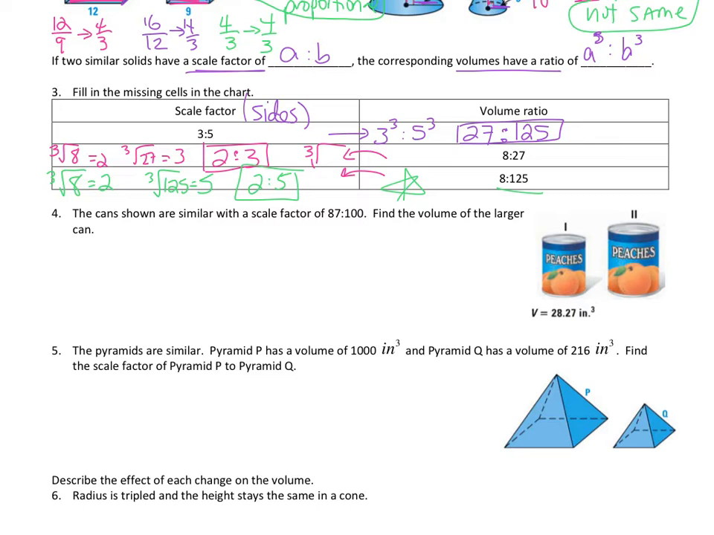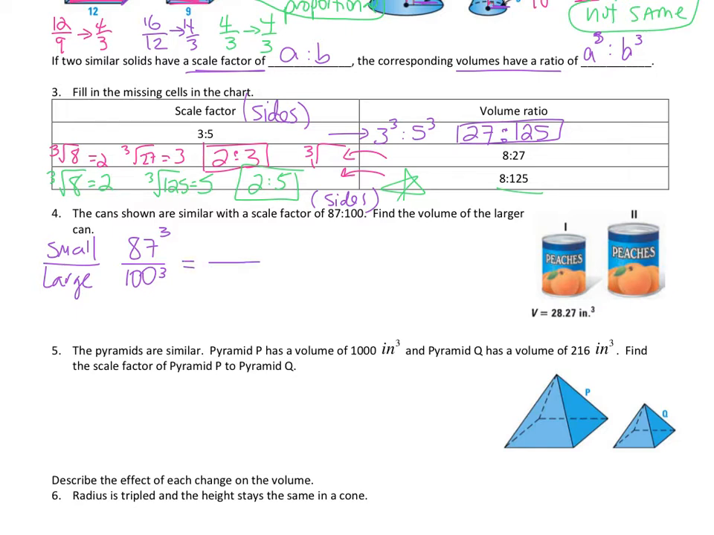The cans shown in our picture of these peaches have the scale factor of 87 to 100. Now remember, that's the sides themselves. It's not after they've been cubed. This is just the regular scale factor. And we need to use that to find the volume of our larger can. If we start with 87 over 100, we know that that is the sides, not the volume. And if we need to find the volume ratio, that means we need to cube each of those numbers.